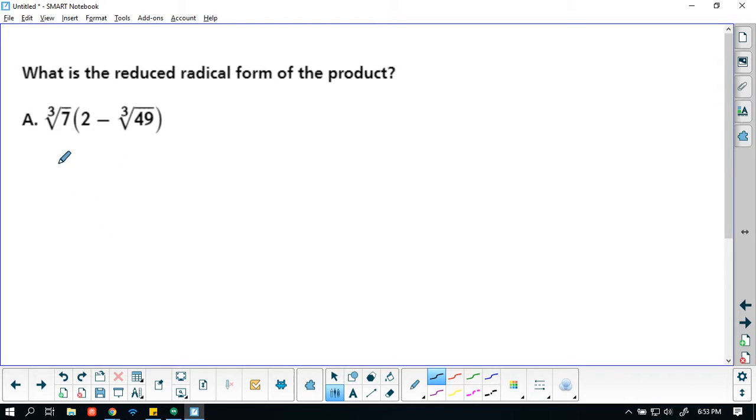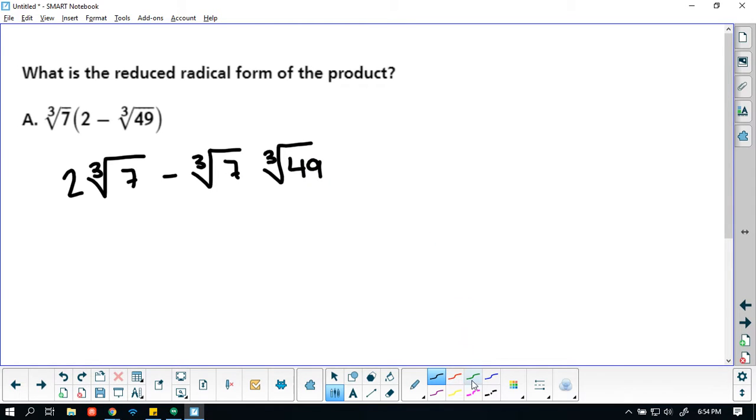We're going to distribute this cubed root of 7 to both these terms. We can do that because distribution is part of addition and subtraction. So this is going to be 2 cubed root 7 minus cubed root 7 times cubed root 49. And right away I can identify that 49 is 7 squared, so from this point forward, I'm going to write this as 7 squared.